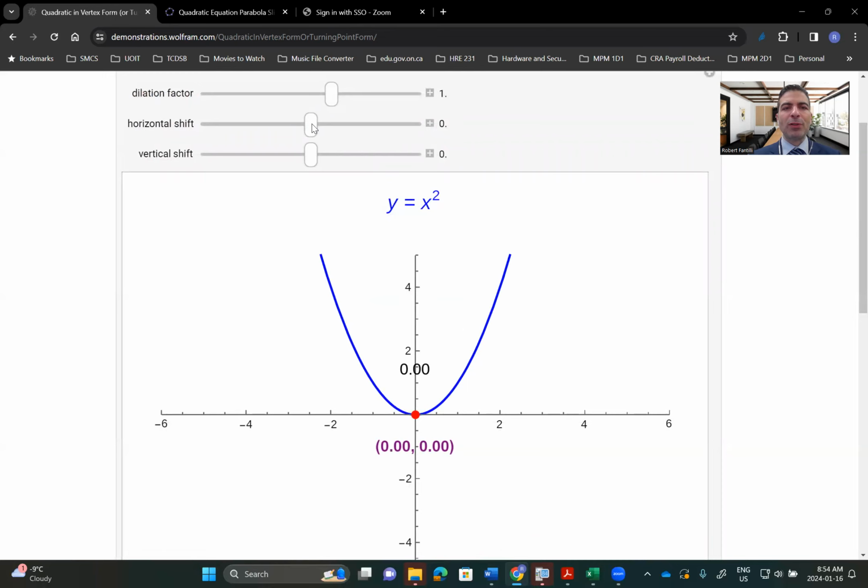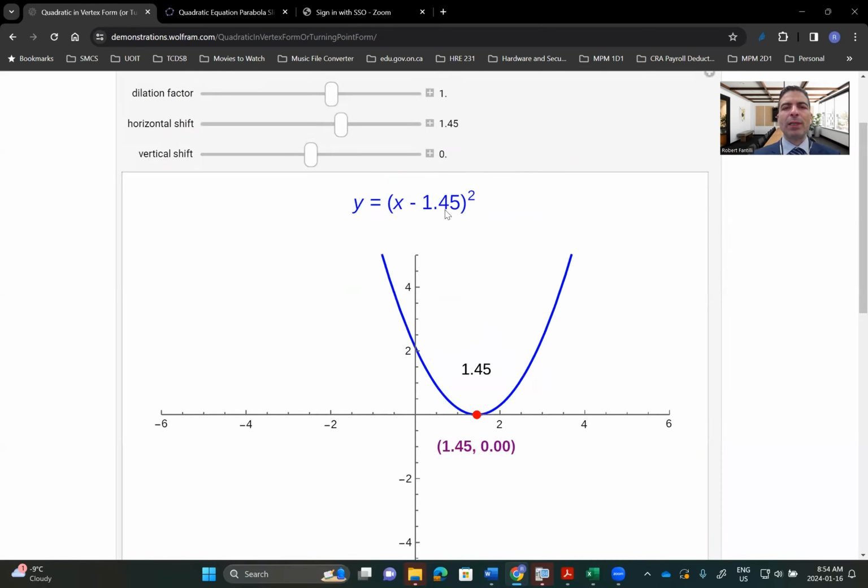Take a look at this equation, what happens when I change that to something more positive. So now, interestingly, my x value is 1.45, but now inside the bracket it says minus or negative 1.45. 1.45 is a positive value. And we went to the right 1.45. The equation is x minus h, h being the horizontal shift, in brackets squared. So if I know I'm moving right, then that's x minus my 1.45.